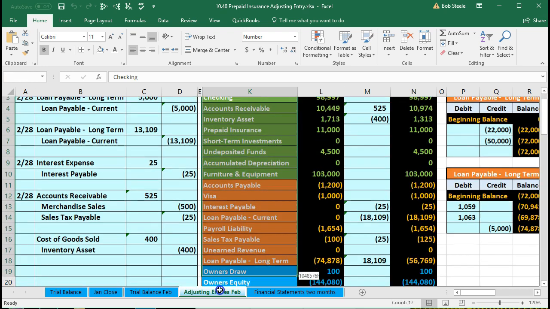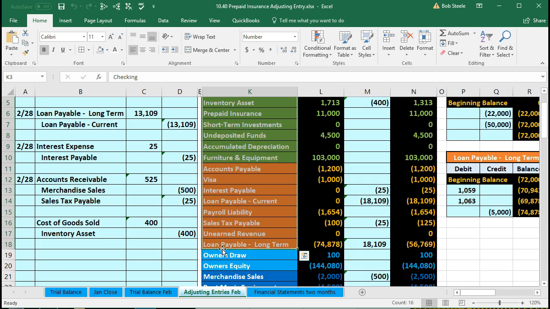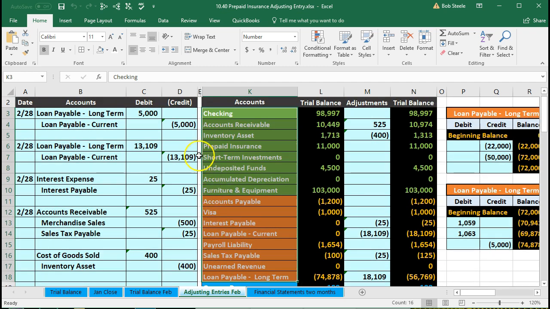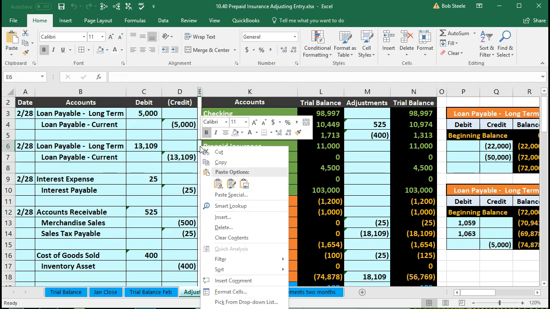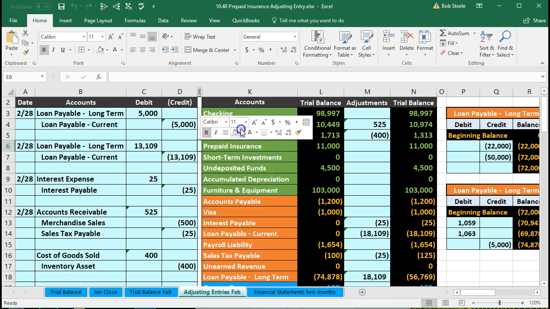There's going to be one balance sheet account above the equity line, and it's going to be related to something that has to do with insurance. If we look through them, we see prepaid insurance. That's one of the accounts that will be affected. I'm going to right click next to that and make it yellow to indicate that it will be one of the accounts.